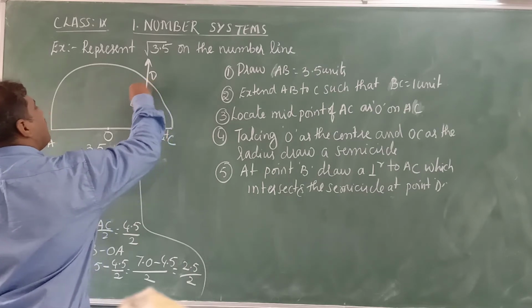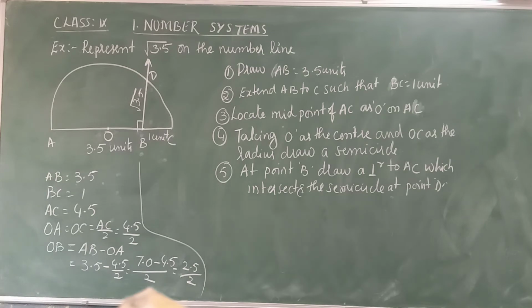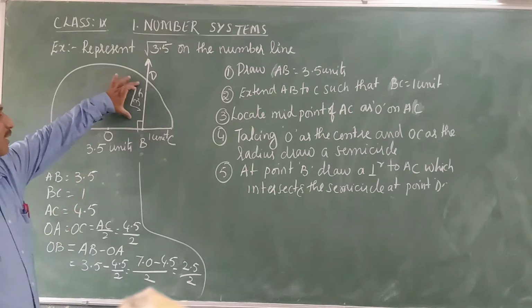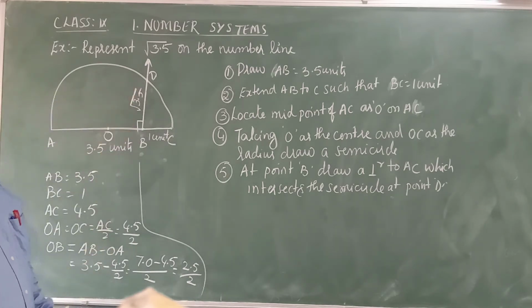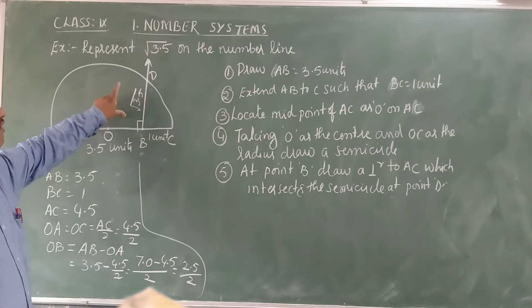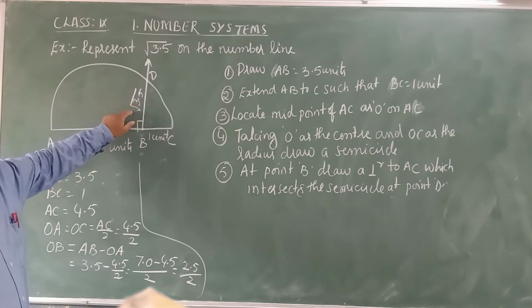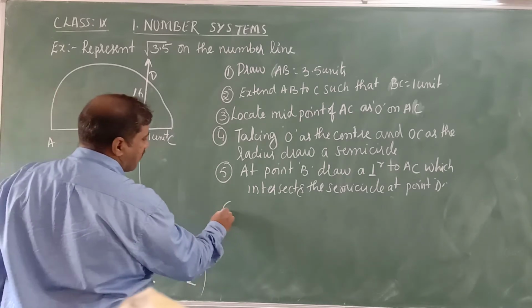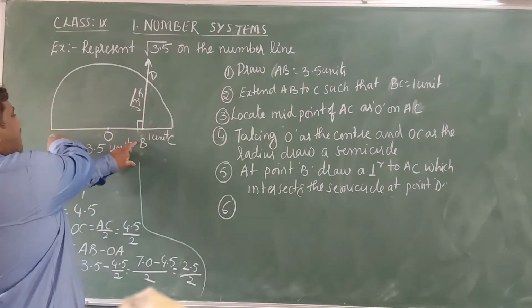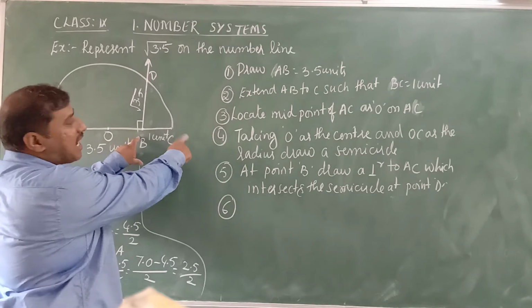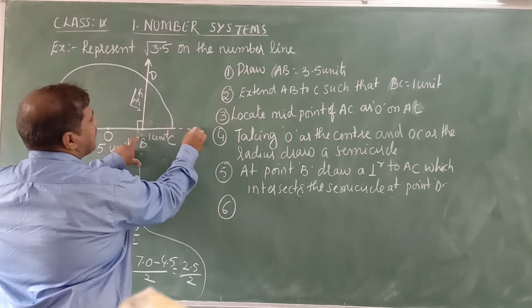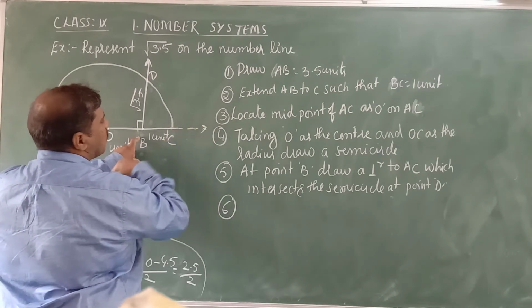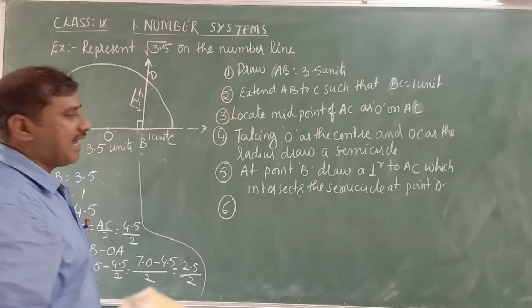Now the length of BD will give you root 3.5. How is it root 3.5? I will explain. So the length of BD will give you the square root of 3.5. Next, the sixth step: consider AC as the number line and extend it to some point X.